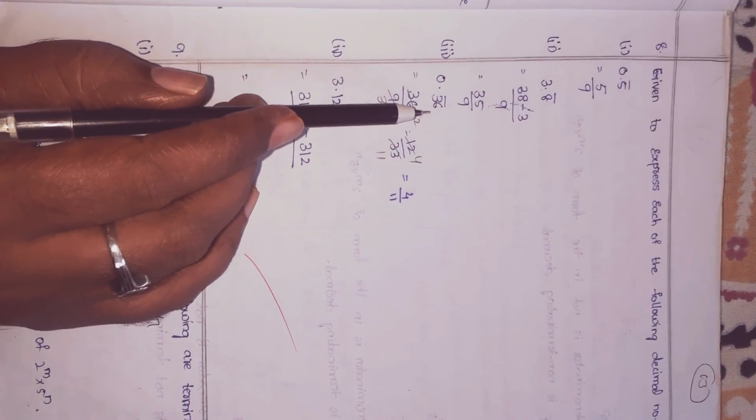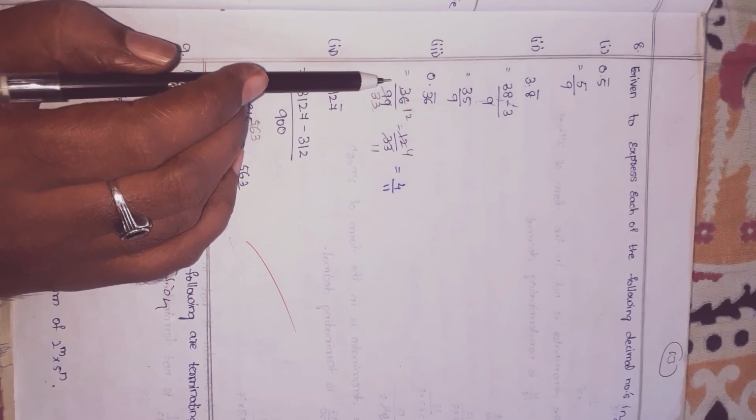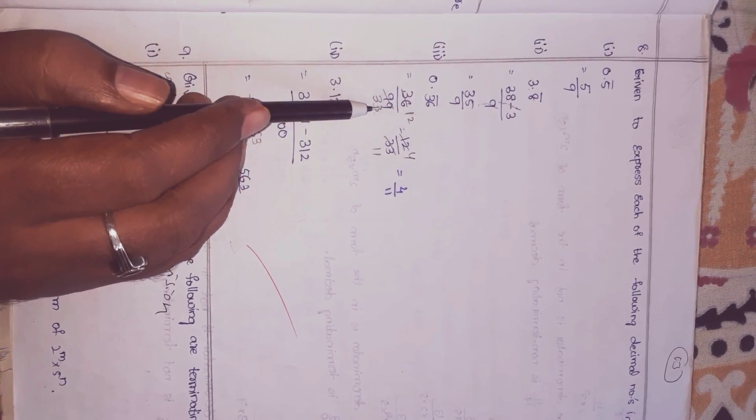Next is 0.36 with a bar, children. So you write 0, or not, nothing will happen, children. So 36 under the bar, how many digits are there, children? 2. That's why 2 nines.